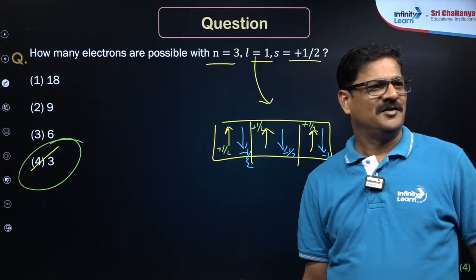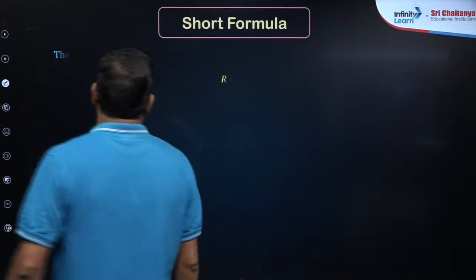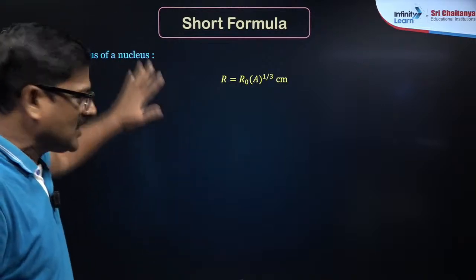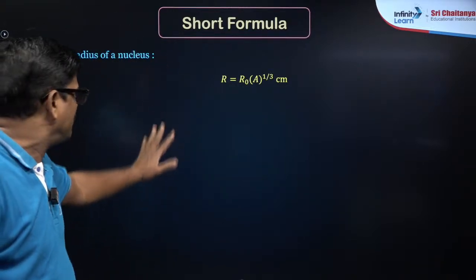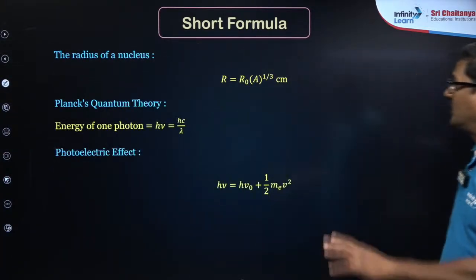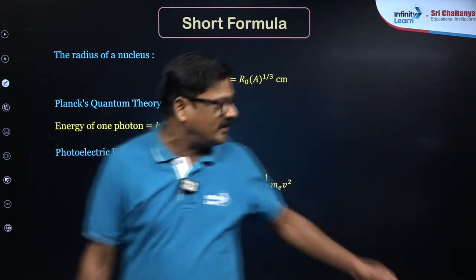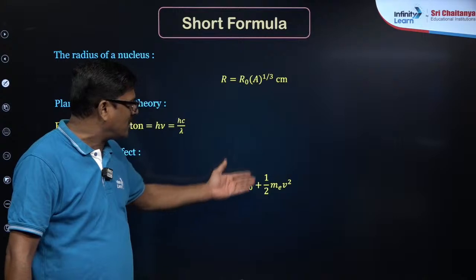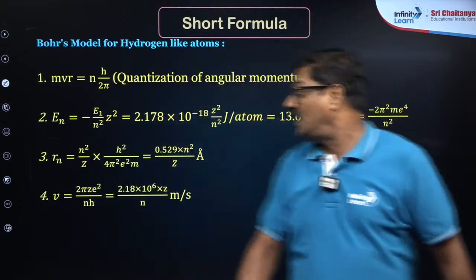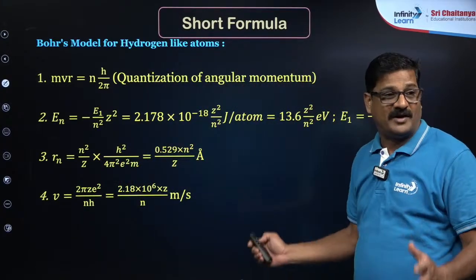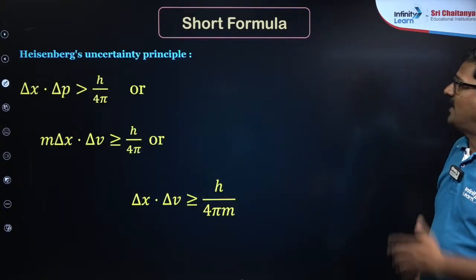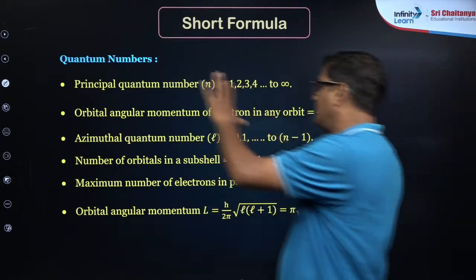Who is that? Niharika? Okay, right. So anyway, now short formulas are made for you at the end of the session. All of atomic structure is now finished. In atomic structure: radius of the nucleus r is equal to r0 A to the power 1/3, Planck's quantum theory is equal to hc by lambda, the photoelectric effect is h nu is equal to h nu naught plus half mv square, and Bohr's model of the atom. These 4 are the formulas and also you take these as a PDF in your notes. Okay, and de Broglie, the wavelength emitted by a photon, the number of photons emitted, the Heisenberg uncertainty principle, and the quantum number conditions are also there.